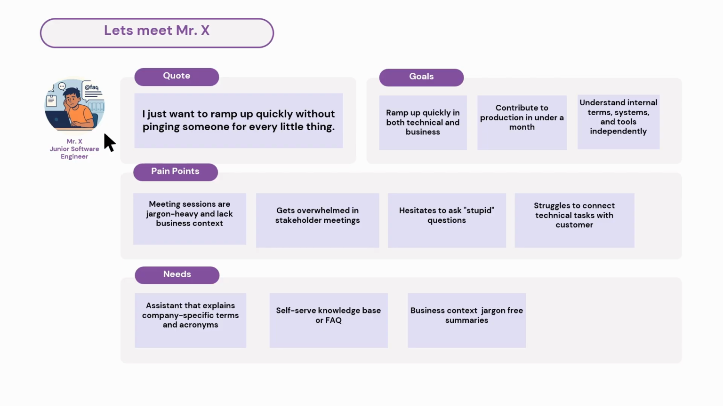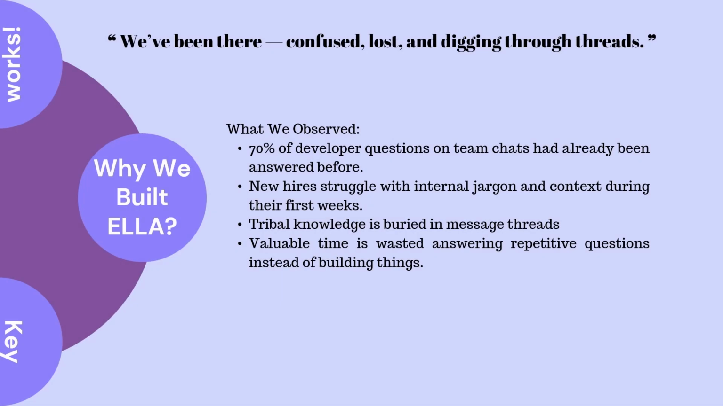The pain point that we're trying to figure out is, meeting sessions are jargon heavy and lack business context. So the need is to have an assistant that explains company-specific terms and acronyms. Basically, the business context, which has a lot of technical or non-technical terms, it simplifies down using this self-serving FAQ store. We want to have valuable time not wasted in answering repetitive questions, instead building and focusing on innovative things and moving to the creative part.